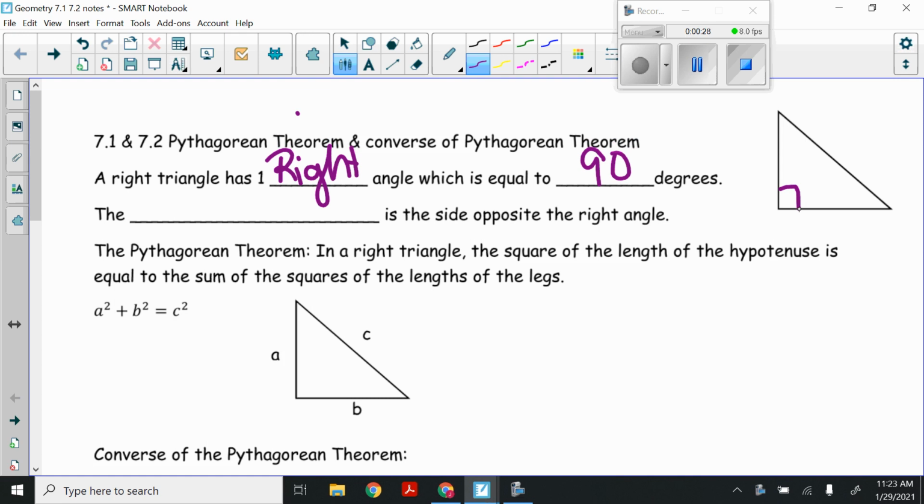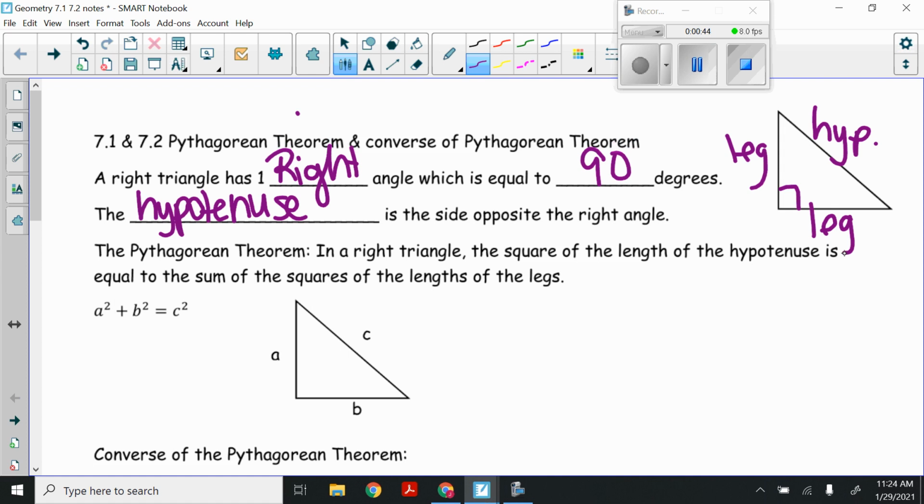And then it will tell us that the hypotenuse is the side opposite of the right angle. So in this picture, here's my right angle going across. This would be my hypotenuse. The other two sides would be referred to as legs of the triangle.